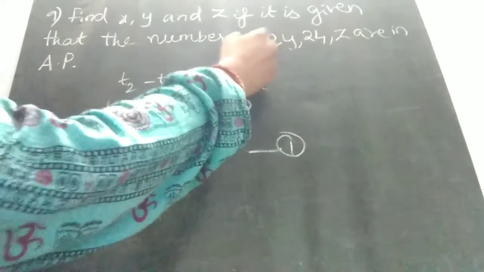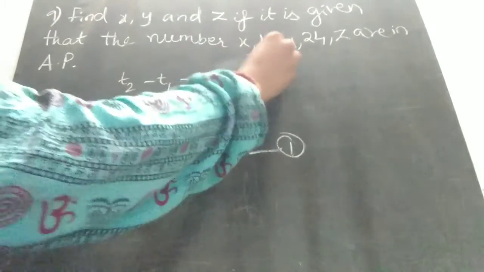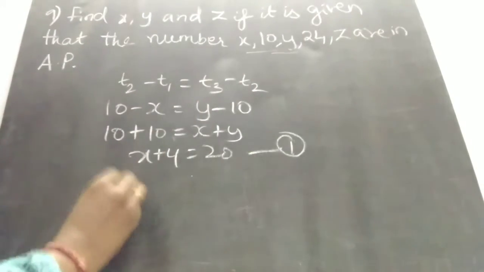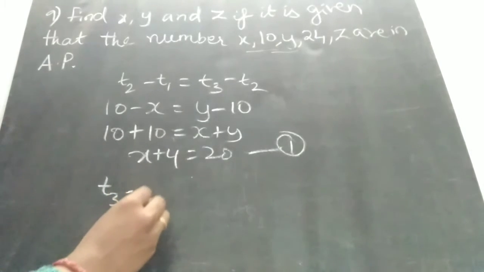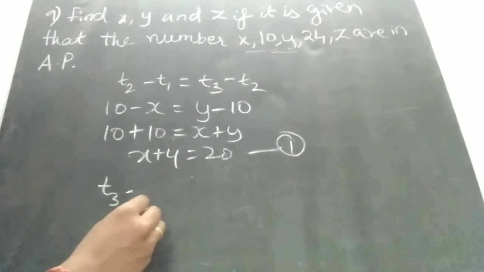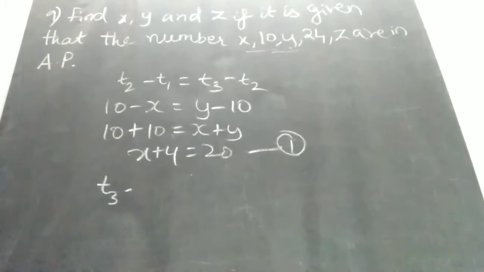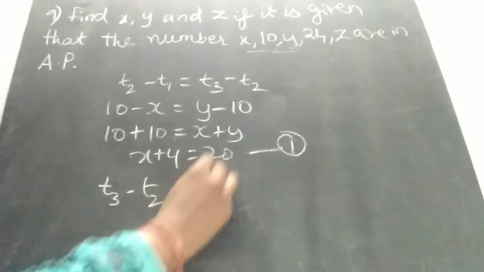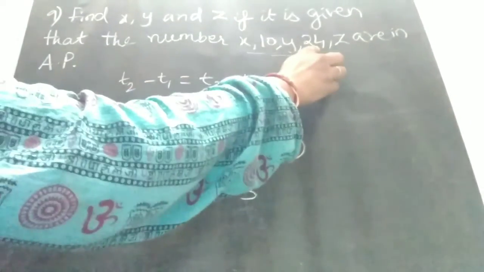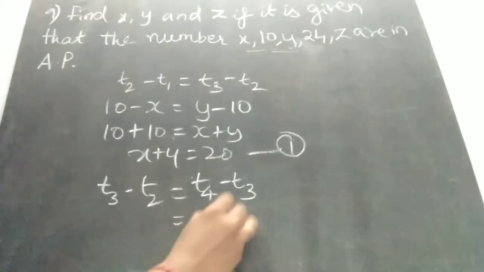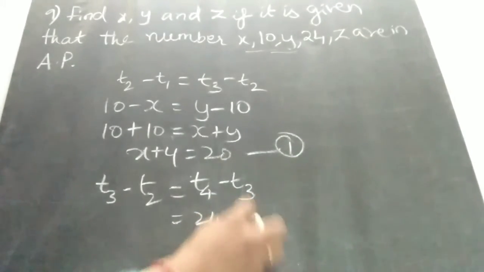Next, you are done with the first 3 terms. Now take T3 minus T2 is equal to T4 minus T3. What is T4 here? It is 24. So 24 minus y. Your T3 is y.